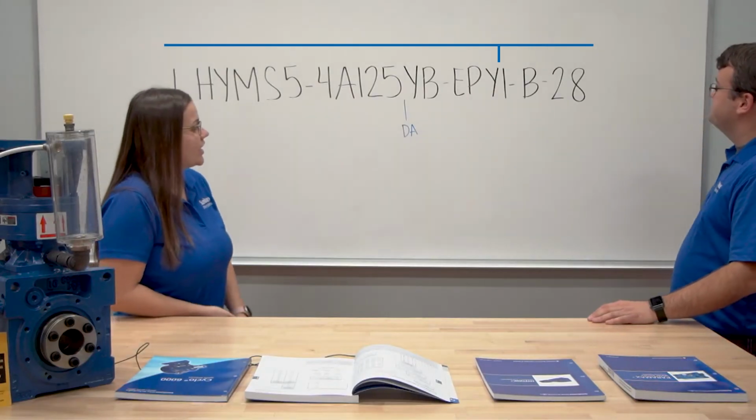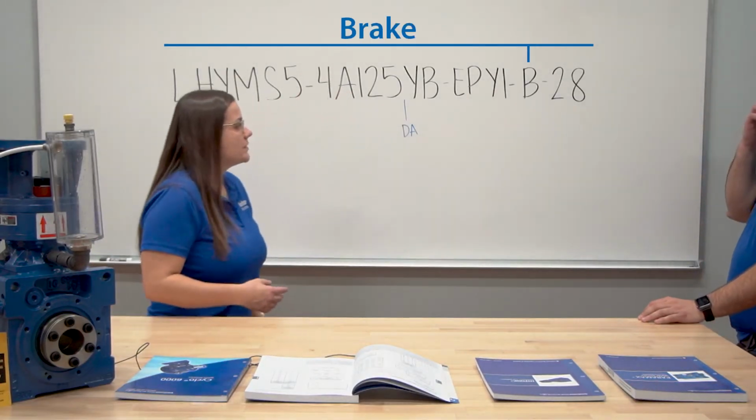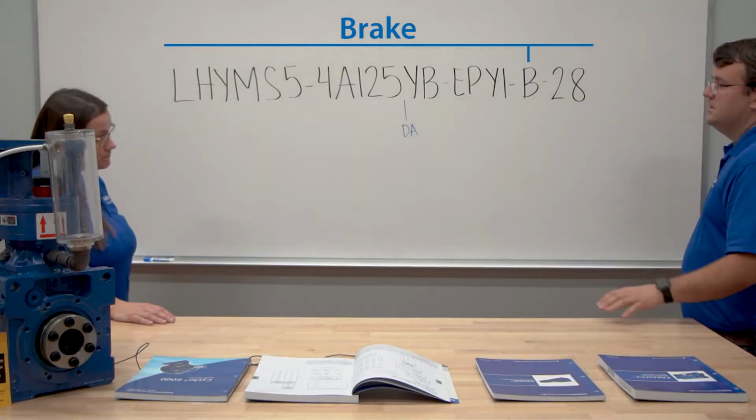All right, so here we have the B. This is going to be for a brake. Again, this only applies to our Sumitomo integral motors. That will not be there even if we have a JM. Unless it is our Sumitomo motor, we will not have a B. But it tells us that there is a brake on the motor itself.